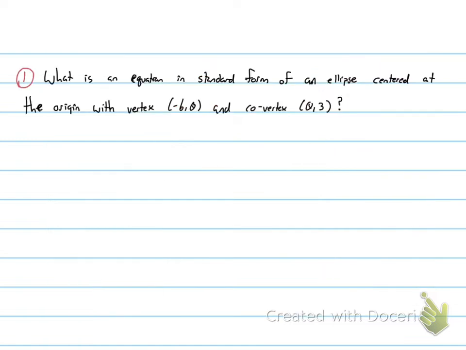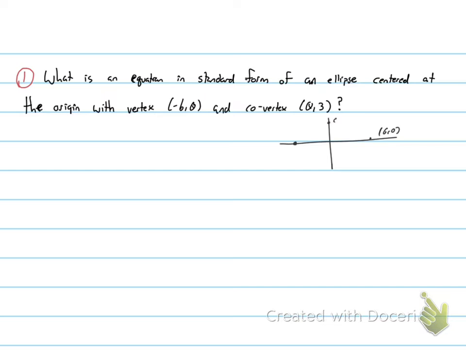Let's look at our first example problem here. We'll just look at a couple today. What is an equation in standard form of an ellipse centered at the origin with a vertex at negative 6, 0 and a co-vertex at 0, comma 3? The key thing I'm going to want to figure out is whether this is vertical or horizontal, because that's going to change what equation I'm going to use. If I make a rough sketch right now, I have a vertex at negative 6, 0, so it means I have another vertex at 6, 0.